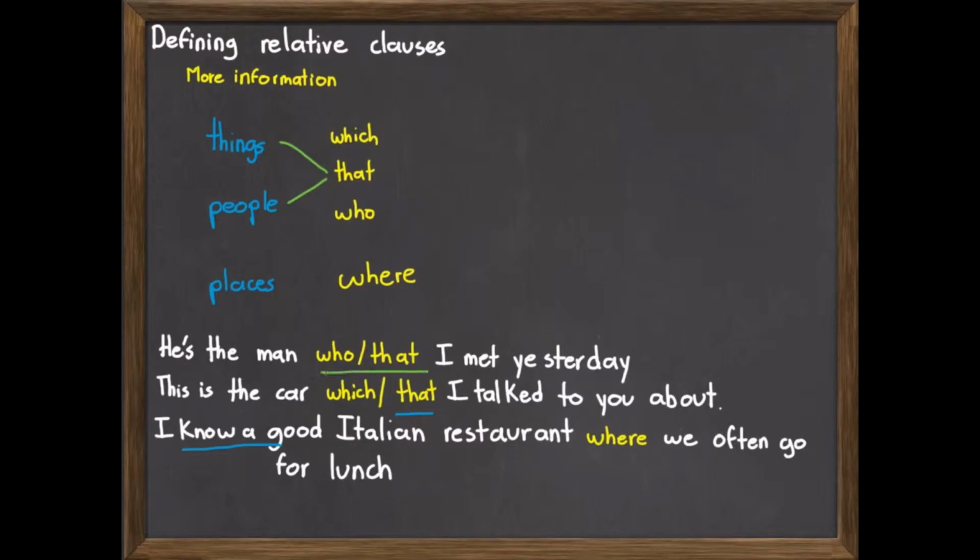Notice that who and that are used for the man, which is a person. Which and that are used for the car, which is a thing. And where is used for the restaurant, the Italian restaurant, which is a place. You cannot use that for places, because that would be wrong. Now let's go to the next part.